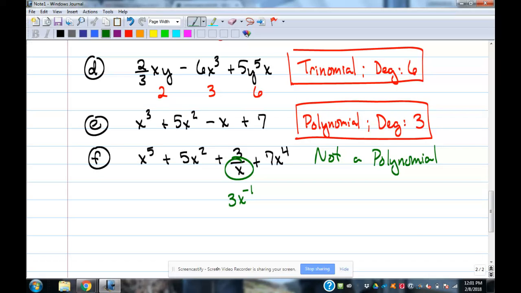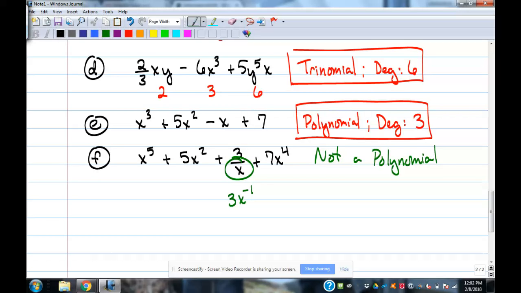So if you see negative exponents, it's also not a polynomial. That's also a rule, okay? It's the same rule, but it's just presented in a different way. So if you see negative exponents or division by a variable, that's where you say, oh, it's not even a polynomial. I don't have to do any of that other stuff, okay? That's a handy thing to know, okay?